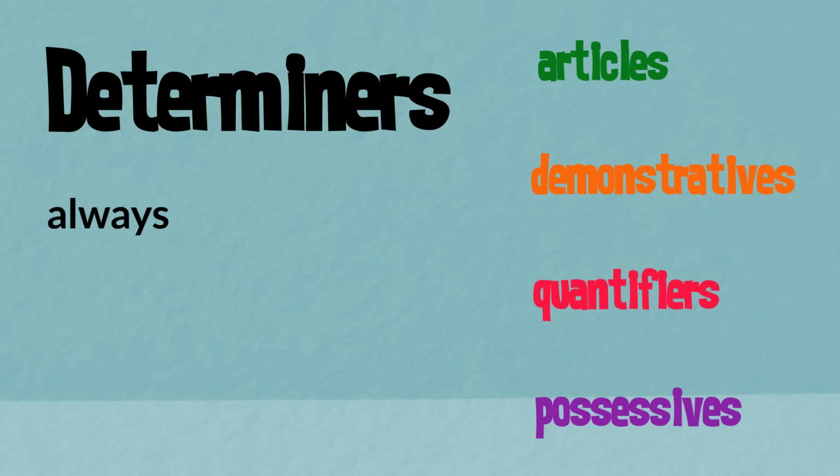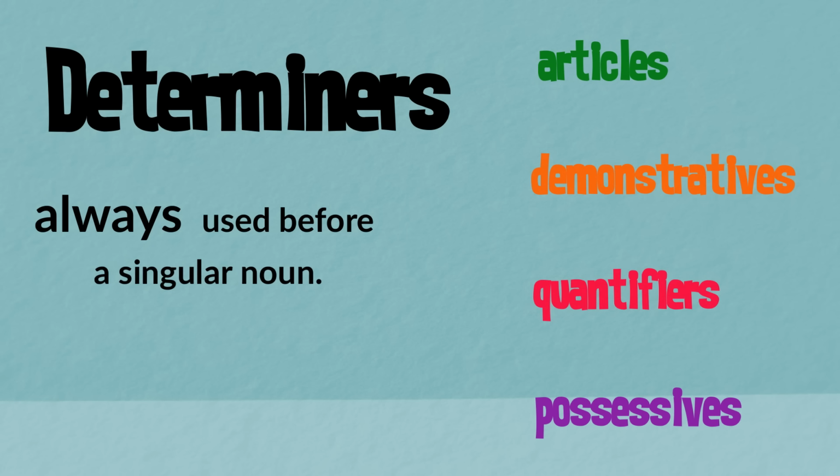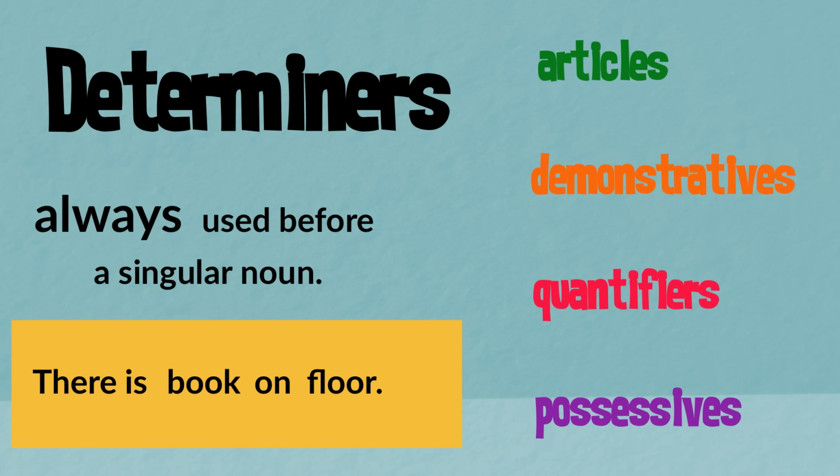A determiner is always used before a singular noun. For example, we couldn't say, "There is book on floor." We would need determiners before book and floor. For example, "There is a book on the floor."